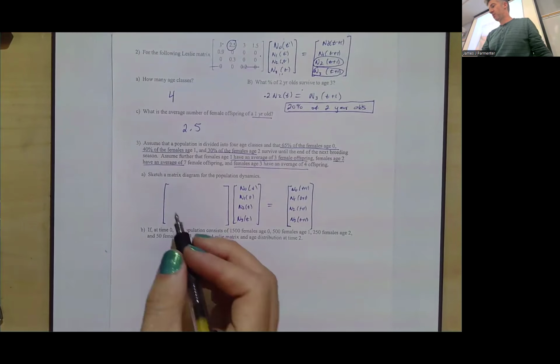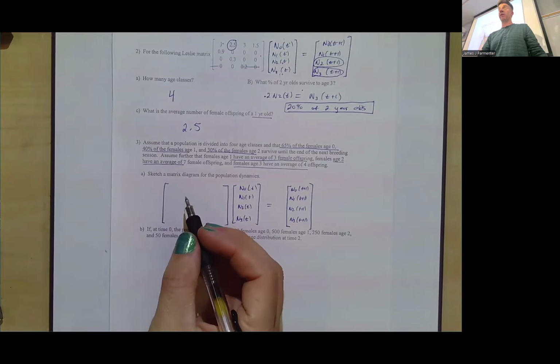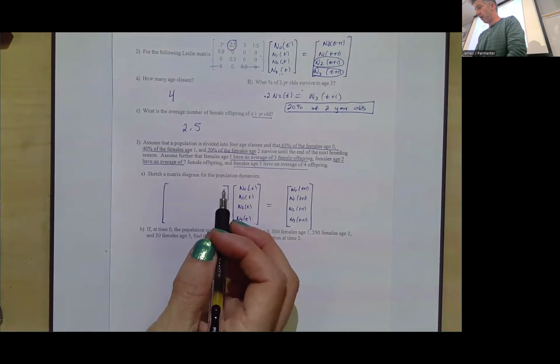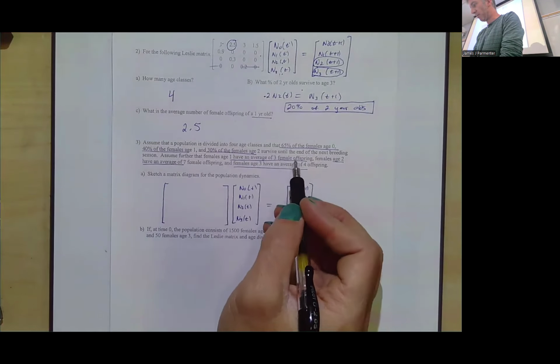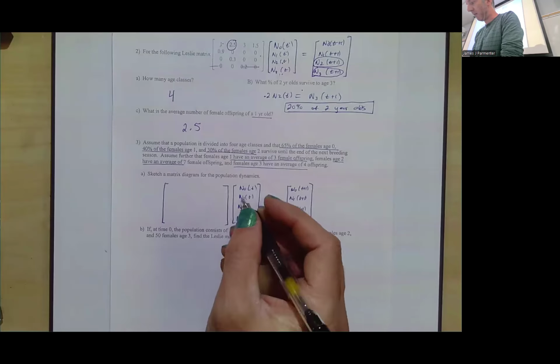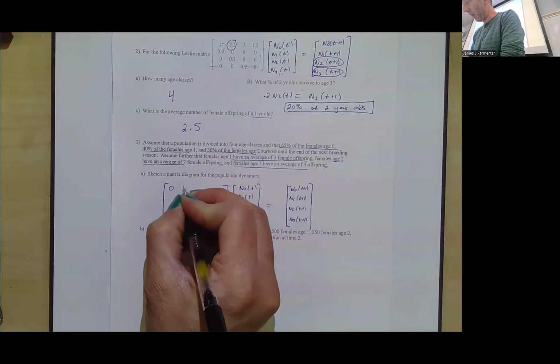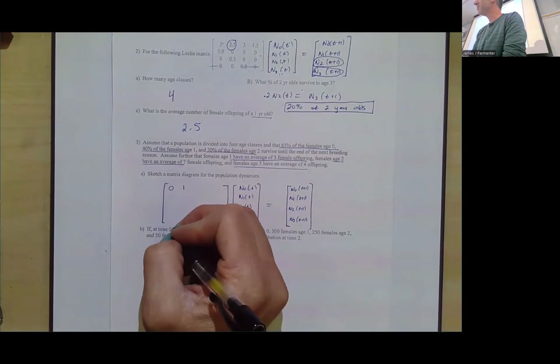All right, let's take a look. One thing I'll say about these questions is I always want to start with the first row, but that's usually the last information they give you. Usually they tell you the survival rates for each age to the next year. The first row is always how many new offspring you're going to get. So the first row here, I'm really looking at the last sentence: females age 1 have an average of 3 female offspring. So that means I want to have a 1 right there. Oh, sorry, not a 1, a 3.